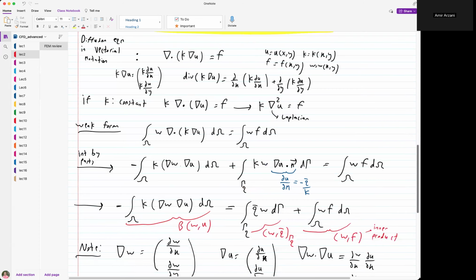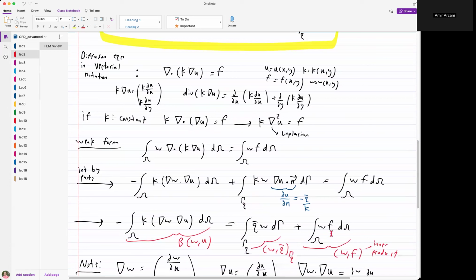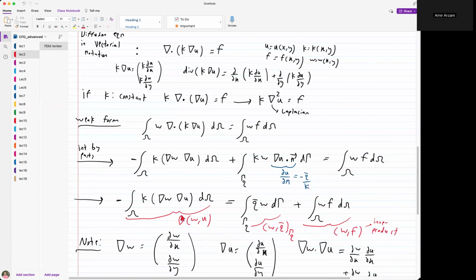Okay, so then this becomes the final form of the equation. I have minus k grad w dot product with grad u, integrated over the domain. And then I have the right-hand side, the source terms. I have a source term coming from the Neumann boundary condition and a source term coming from the heat source f. And I can show these with this notation.